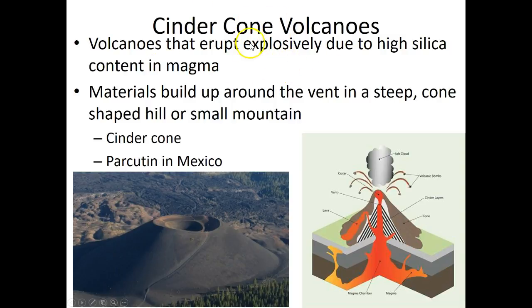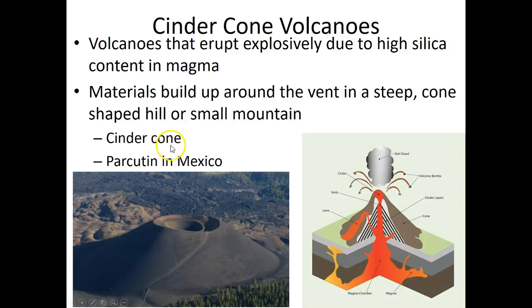A cinder cone is one that does this. It erupts explosively due to a very high silica content in the magma. Remember we said that a lot of the rocks in the Earth have a very high silica content. So volcanoes that do erupt explosively have very high silica content in their magma. Materials will build up around the vent in a very steep, cone-shaped hill or a very small mountain. So we call this a cinder cone volcano.